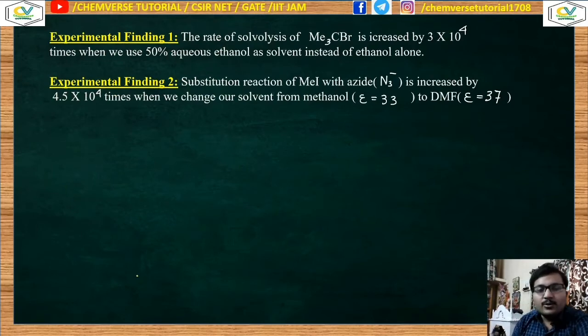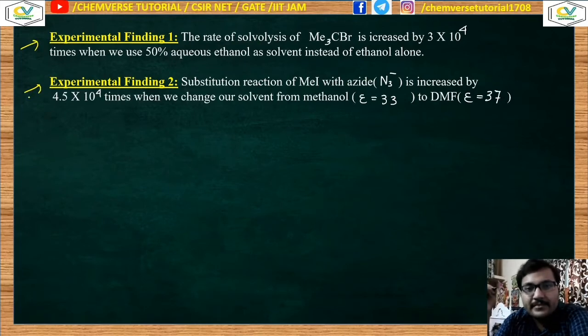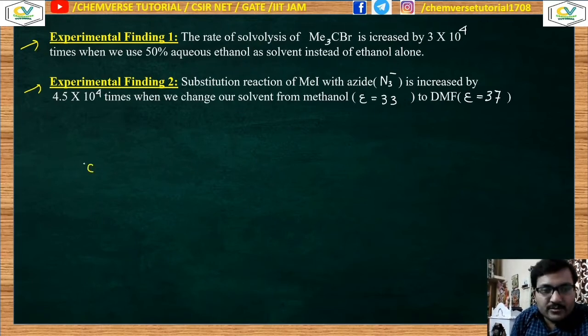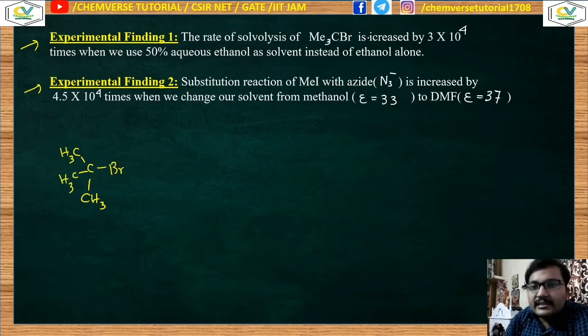Now moving on to our two experimental findings which are directly related to our SN1 and SN2 mechanism. Finding number 1 says that the rate of solvolysis of this molecule Me3CBr, so let's draw this molecule, a tertiary alkyl bromide, is increased by 3 into 10 to the power 4 times when we use 50% aqueous ethanol as solvent instead of ethanol alone. So what does it mean actually?